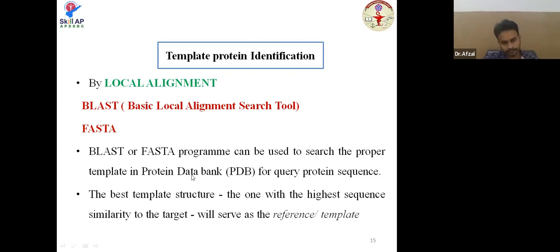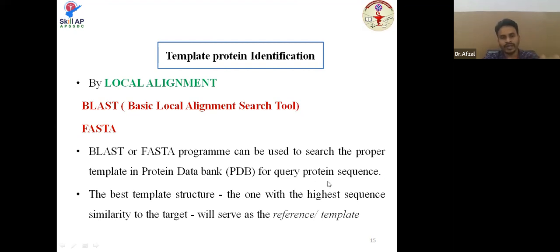Homologous means, homo means same, logos means resembling the sort of template protein. They are not exactly the same, but they are closely associated, right? So the best template structure, the one with the highest sequence similarity to the target, will serve as the reference. The one which has close association or structural resemblance will be the template for our model. First step is we need to identify the template protein, which is located in the protein data bank, which is having correlation with that of the query protein.